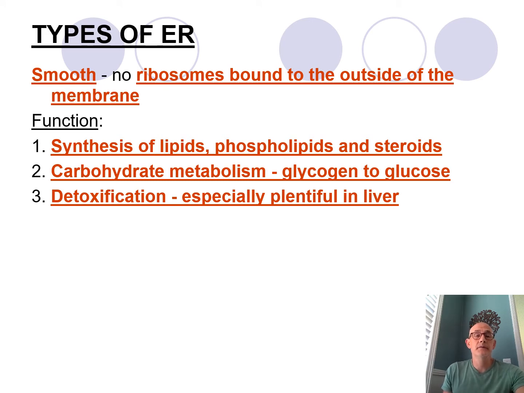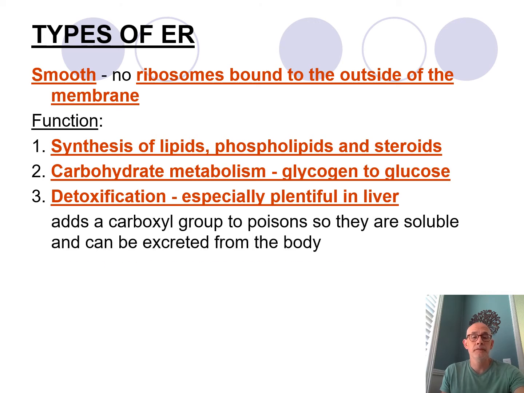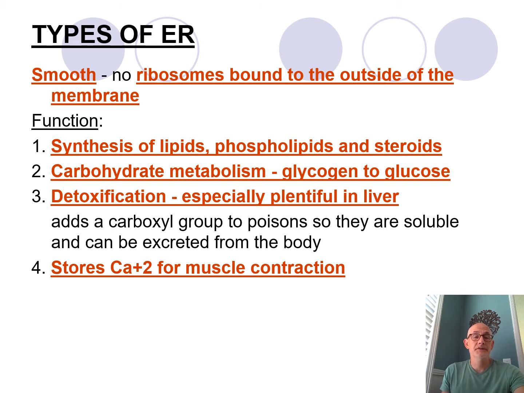Speaking of the liver, one of its main jobs is to detoxify the poisons that enter into our body. And this happens in the smooth ER of the liver cells. So things like alcohol and medications are going to be metabolized in the liver by the smooth ER. This also stores calcium ions. This is mainly going to be happening in muscle contraction.